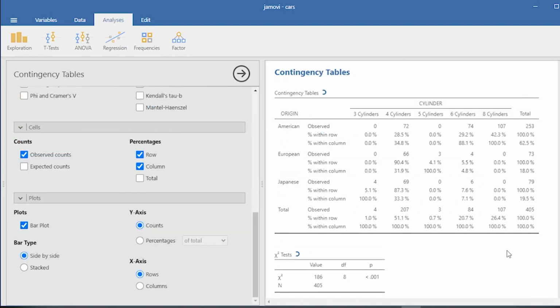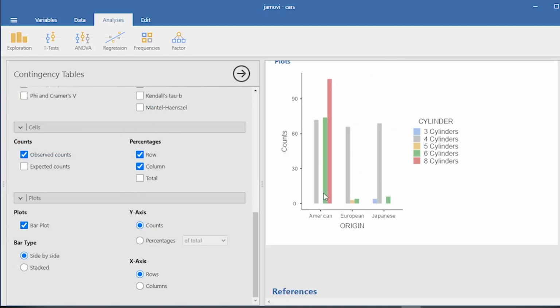But maybe the bar plot is what I wanted to do. It's obvious by looking at the different kinds of cylinders: 3, 4, 5, 6, and 8. Look at the Americans. The main focus is the 8 cylinders, the highest, and then you get the green, the 6 cylinders, and then the 4 cylinders. But the 3 is not there, and 5 is not there. But you could see that the European and Japanese cars are focused much more on the 4 cylinders.